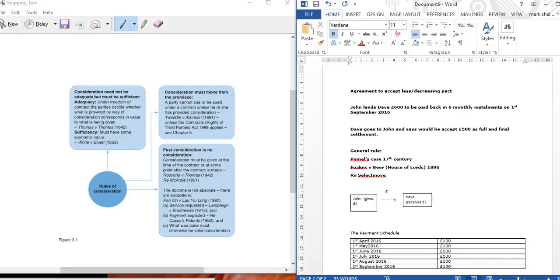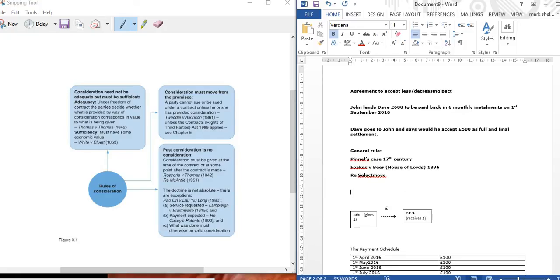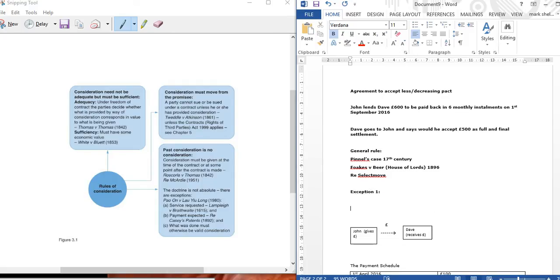So that's the general rule, but there are two exceptions. So let's look at exception 1. And exception 1 is where there is an agreement to accept less, and the requirement is that there must be accord and satisfaction to accept less. So, what do we mean by accord? Very simply, the parties have agreed. There is an agreement to accept less. And what do we mean by satisfaction? There must be fresh consideration. There must be something extra other than the part payment provided in this agreement to accept less for it to be upheld.